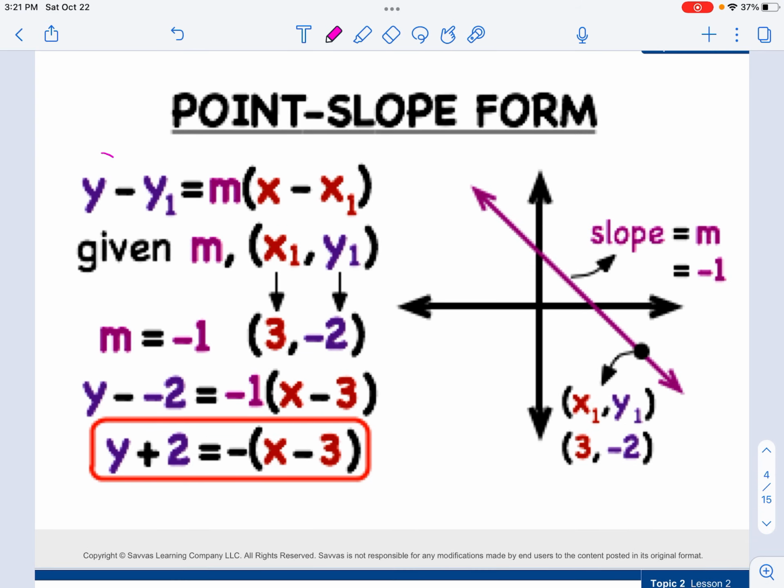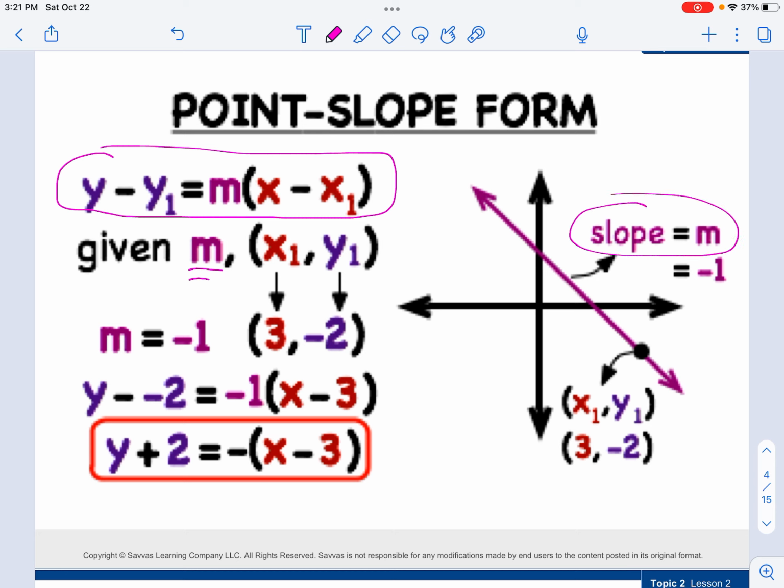Point slope form is y minus y1 equal to m times x minus x1, where m is going to represent the slope of your line and x1, y1 is going to represent the point. So in this problem, your slope is given to you as -1 and the point is given to you as 3, -2. So if you had to write an equation with that slope and that point, you would start out with y minus whatever your y1 is, in this case -2, is going to equal your slope, in this case -1, times x minus your x1, in this case 3.